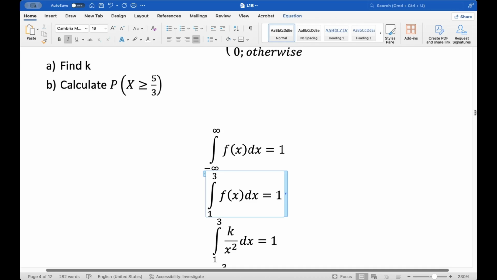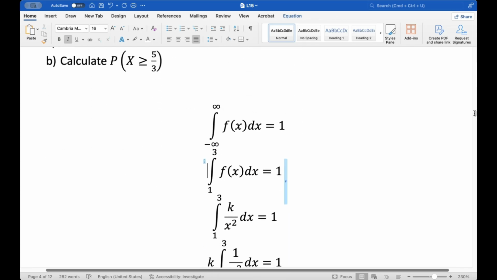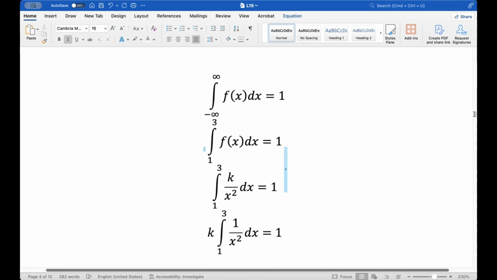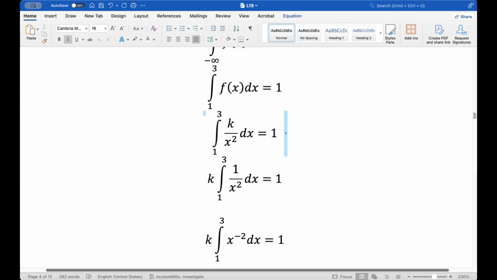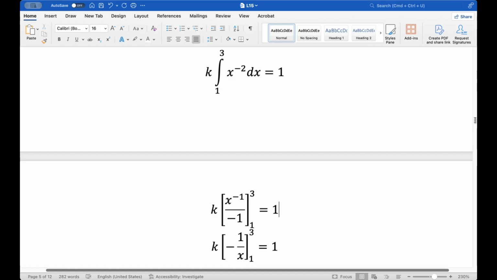So we're going to be able to factor out k, it's a constant, and then do a power rule to integrate 1 over x squared. So that's going to come up as x to the minus 2, and then we're going to do a power rule on integrals there. We're going to add 1 to the power, divide by the new power. So it's going to be x to the minus 1 over negative 1 from 1 to 3. K times that has to equal 1.